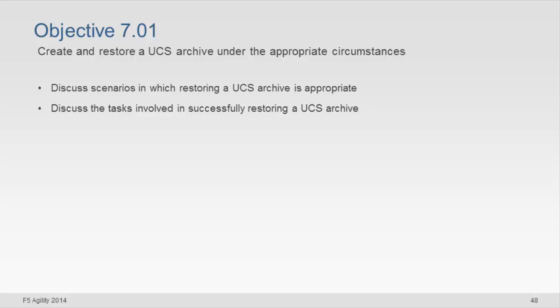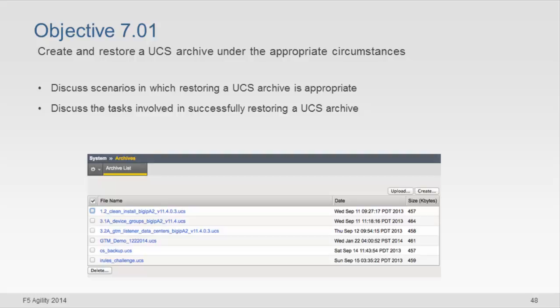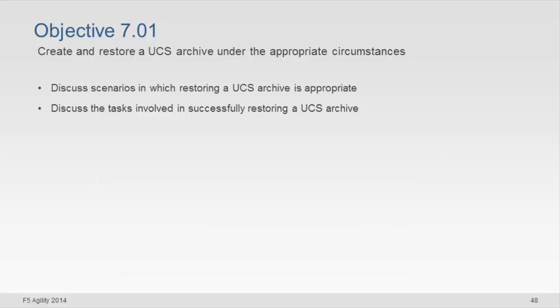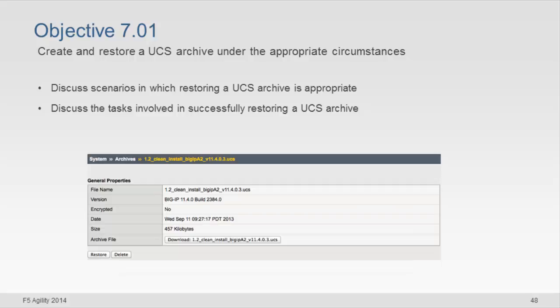How do we restore a UCS archive? You're going to go into System Archives. You're going to click on the archive you want to restore. You open it up, and you click the Restore button. And that would restore this archive, which was made on Wednesday, September 11th. However this box was configured and looked at the time that was taken is what the box will now look like when it comes back up and online.